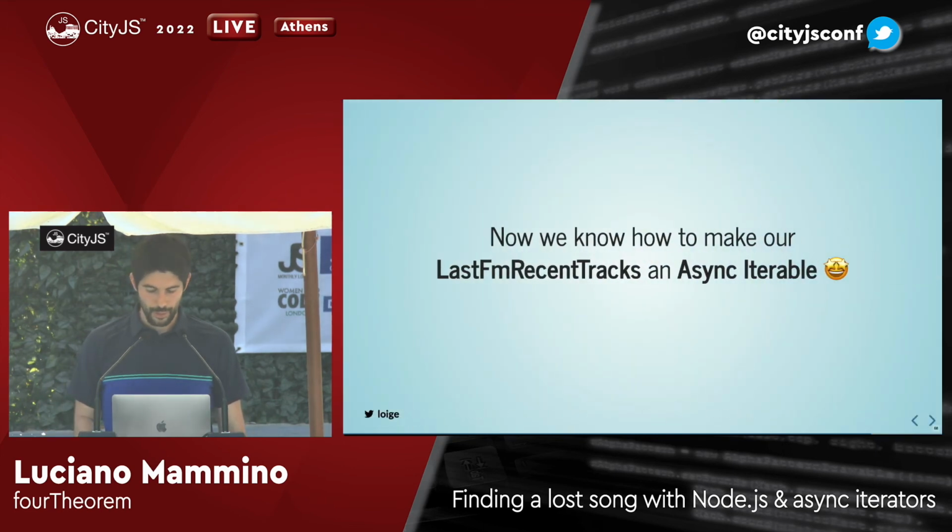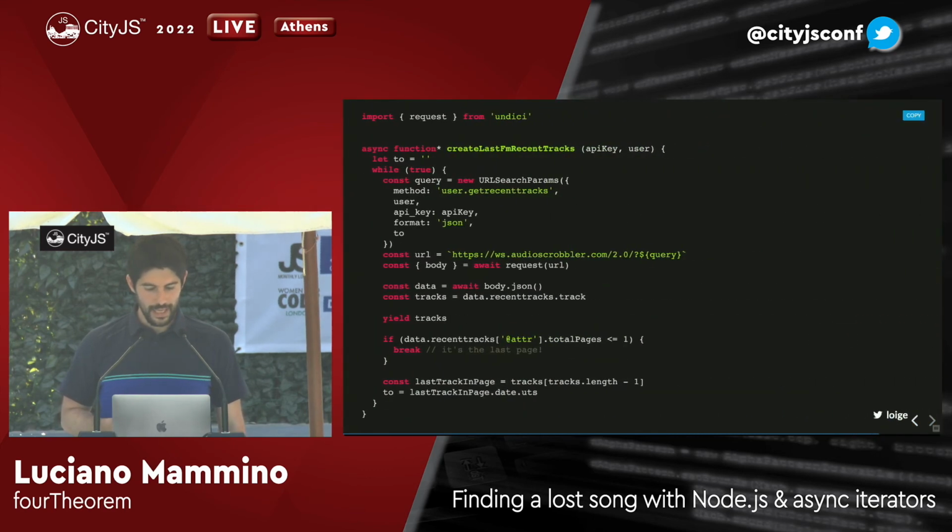Perfect. So we are almost at the end. And let's update now our code. Now that we understand how to make something an async iterable, let's do it. And what do we need to do? Basically, because we know that we can just use async generators, we turn our function into an async generator. That means that inside this function, we can use both await and yield.